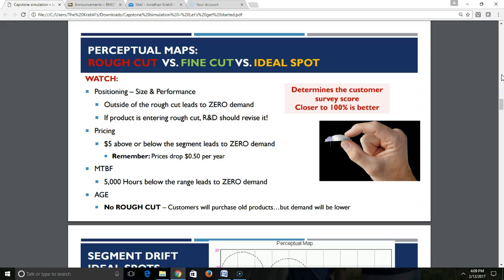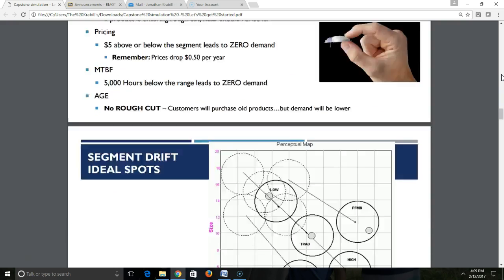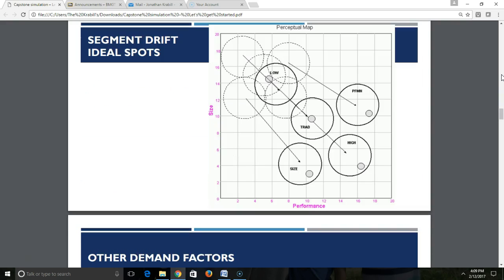But remember that prices are going to drop every year. Mean time before failure, 5,000 hours below the range, you won't have any demand as well because the product is not reliable. So let's look at what that drift really means. As we go through the rounds, the low performing products are going to shift. Even the low performing ones are going to become faster and smaller.